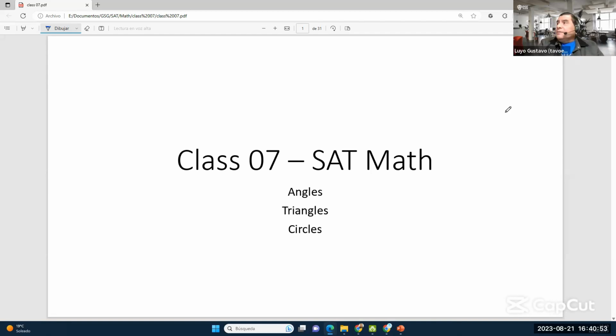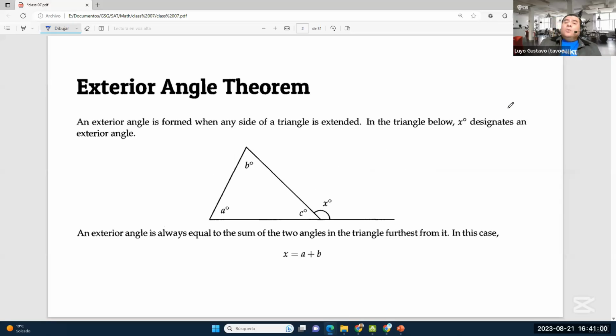Today we'll see first the topic of angles. Okay, so take a look. One of the important pieces of theory you need to remember is this property or theorem that is called exterior angle. Take a look at the picture.